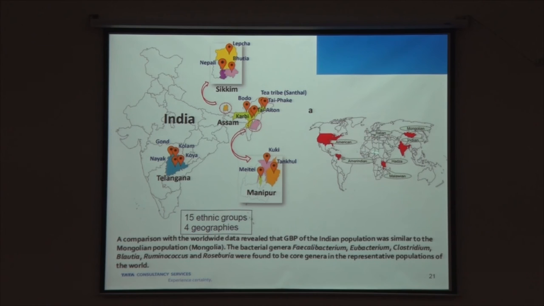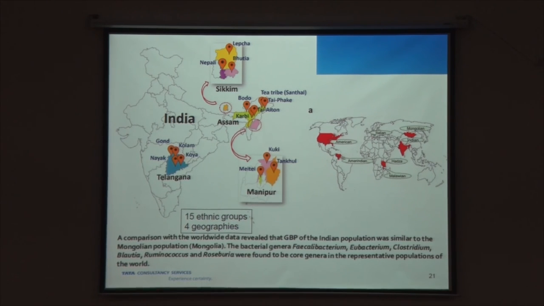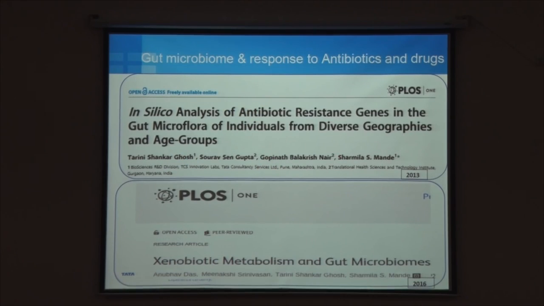And when we compare with those, we find that our tribal gut community, the gut microbiome of the Indian tribe, were very similar to the Mongolian ones. That was the closest one which we found. That is one of the things which we found from our studies. So this clearly indicated that there are differences. Of course, we found several other things, but I'll not go into details. But it's interesting that they were closer to the Mongolian, what we found in this particular study.